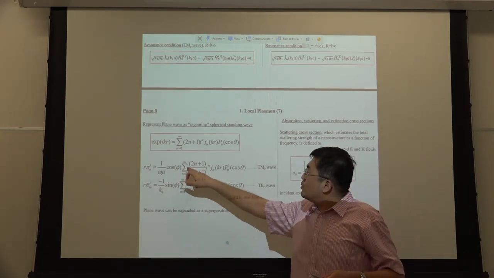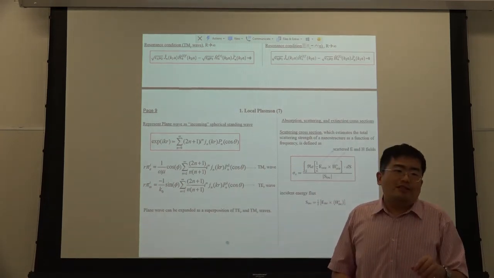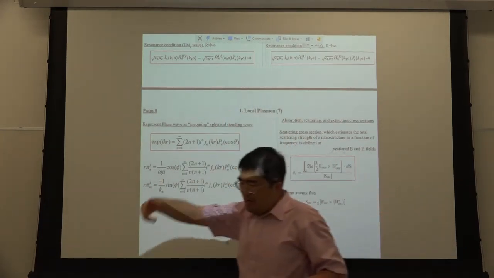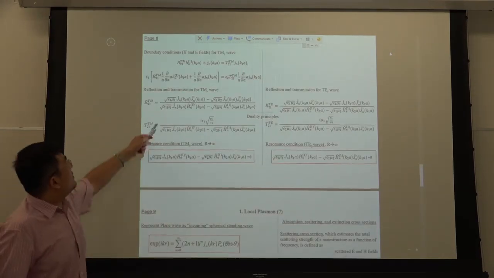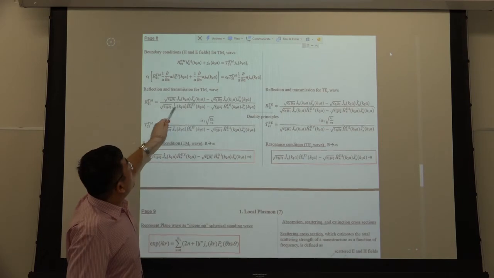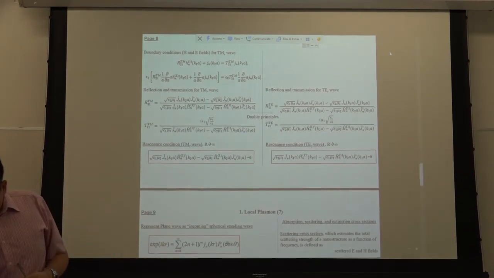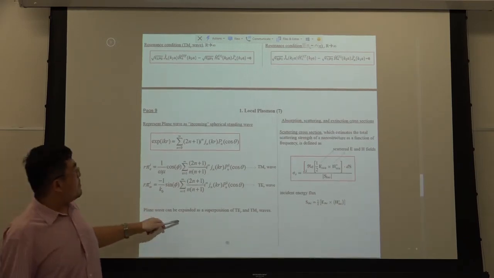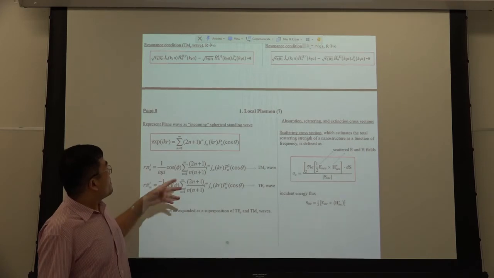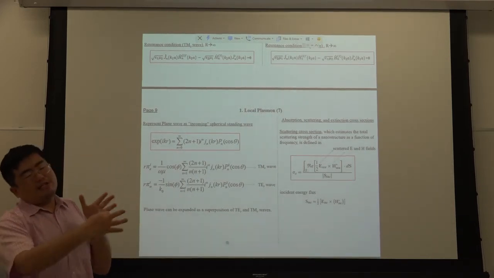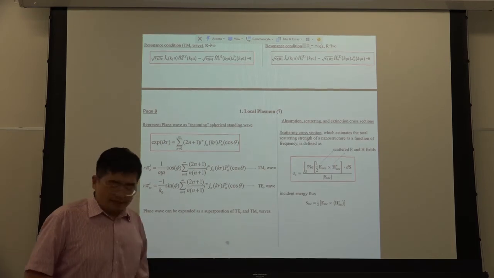For each term, n equals 1 to infinity, you have a reflection coefficient. Because you derive the reflection coefficient for different n, you define a different reflection coefficient for each n. And here, the plane wave can be represented by the superposition of TE and TM waves. So each term, then you sum all together, and you can get a solution. This is the basic idea.